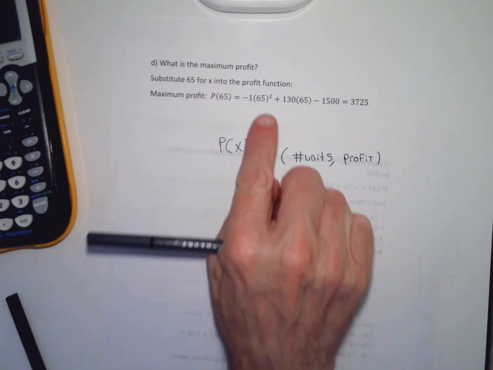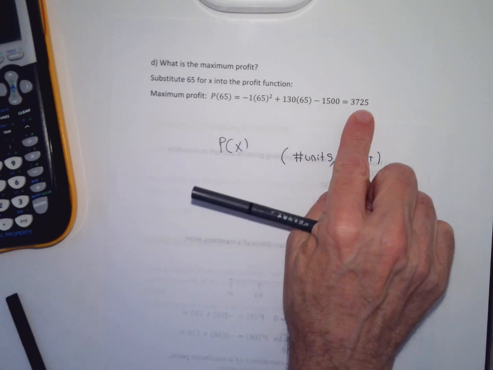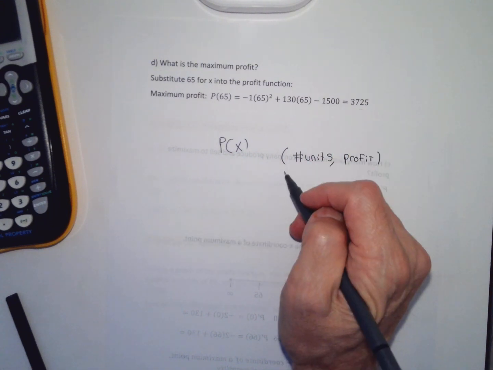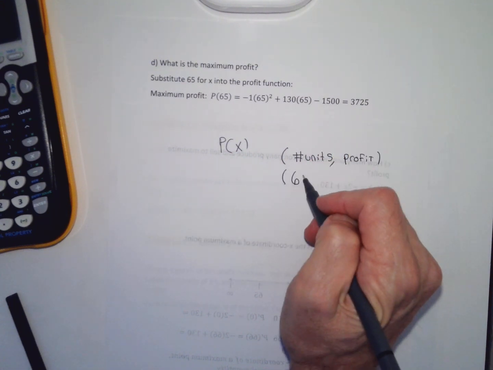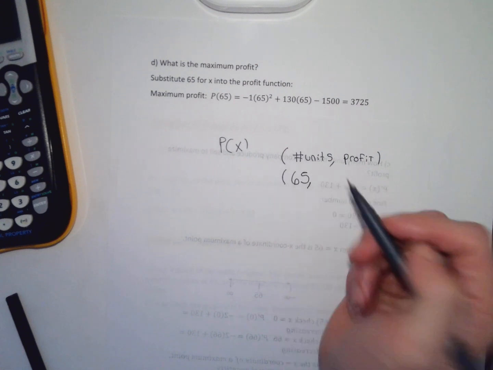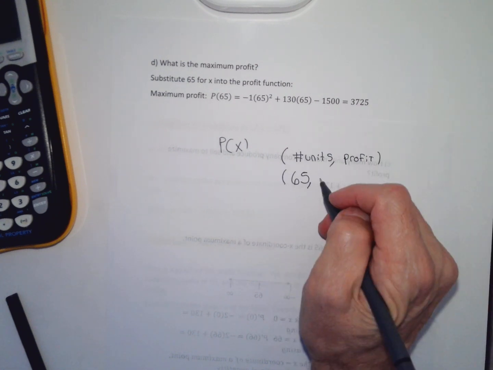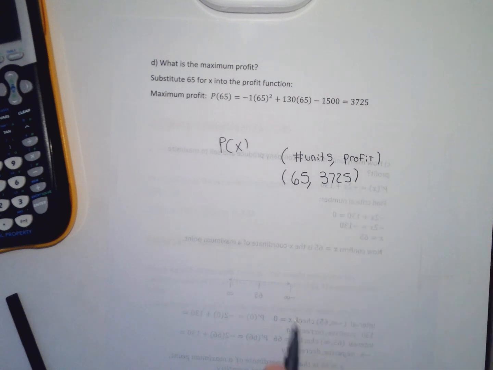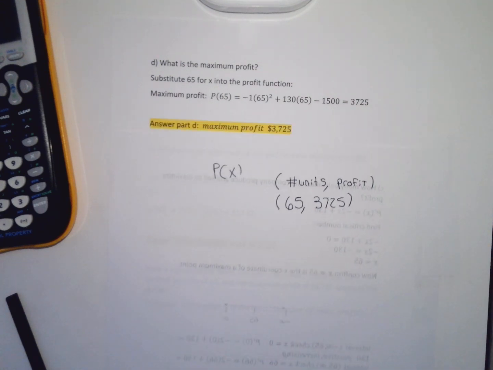And so if I just take 65 and plug it into the profit function, apparently I get $3,725 as a profit. So the maximum point for this particular function is 65 units, $3,725 for the profit. So when I went to answer what is the maximum profit, I just plugged in the 65 units, which is the number of units to maximize profits, and got $3,725 for the profit.